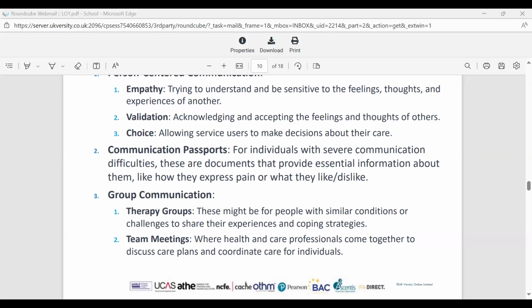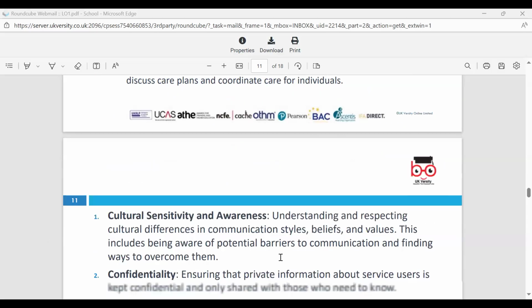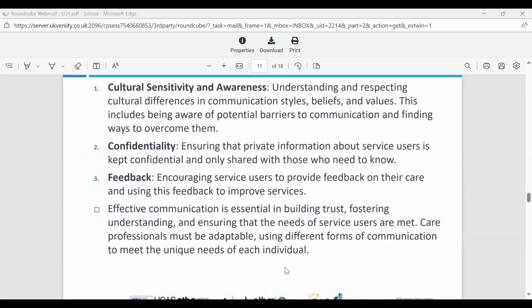Team meetings, again, where professionals get together and put care plans in place. The reason is they need to communicate all this with everyone else as well. Cultural sensitivity and awareness, like we said, understanding people's needs, making sure you're able to understand their cultural differences, and the ability to understand without judging them. You need to understand what their barriers to communication are, and how you can overcome them.